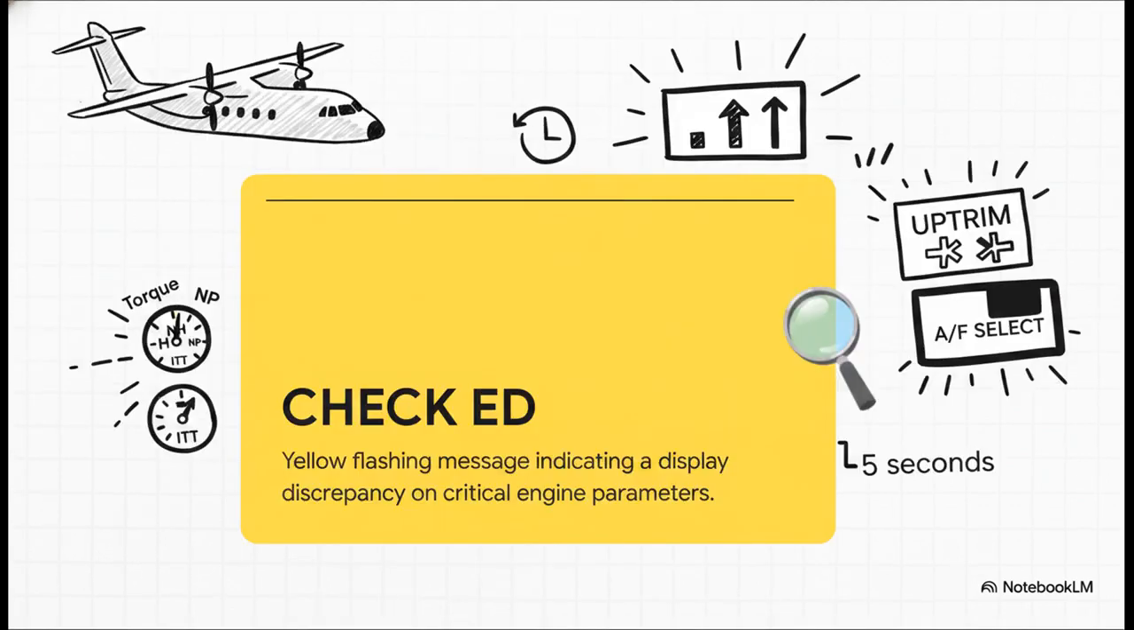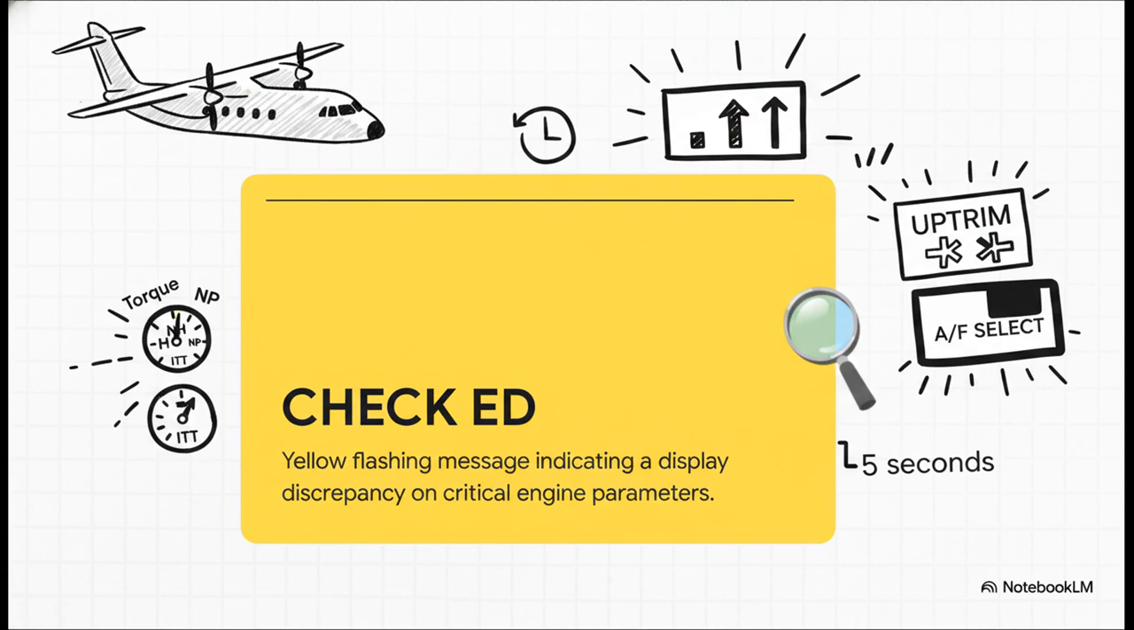The alerting logic here is totally built around catching your eye. When the FADEC requests increased power, a white UP TRIM message flashes in reverse video for exactly 5 seconds. Similarly, a yellow CHECK ED message flashes for 5 seconds, then goes steady if the system spots a display discrepancy on critical parameters like torque, NH, NP, or ITT. We've also got the white AF SELECT that appears when the button is pushed, changing to AF ARM in reverse video for 2 seconds once both propellers are armed.